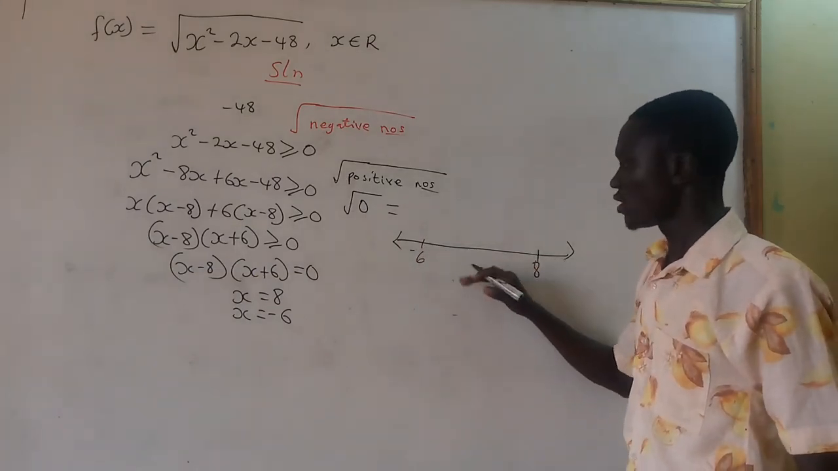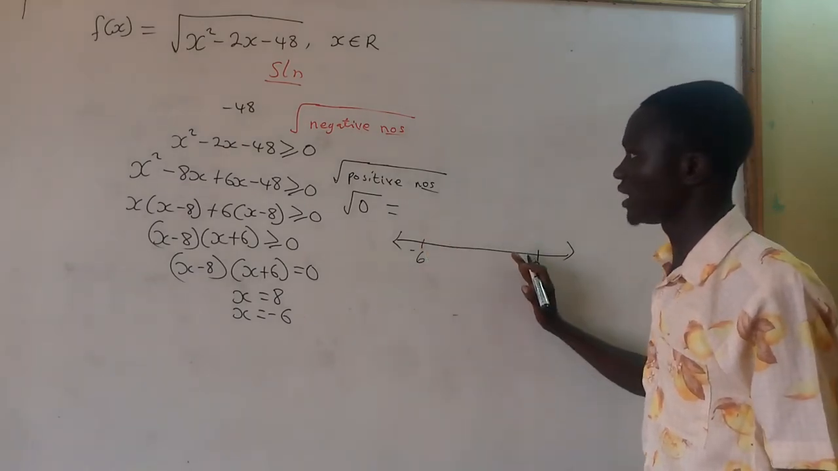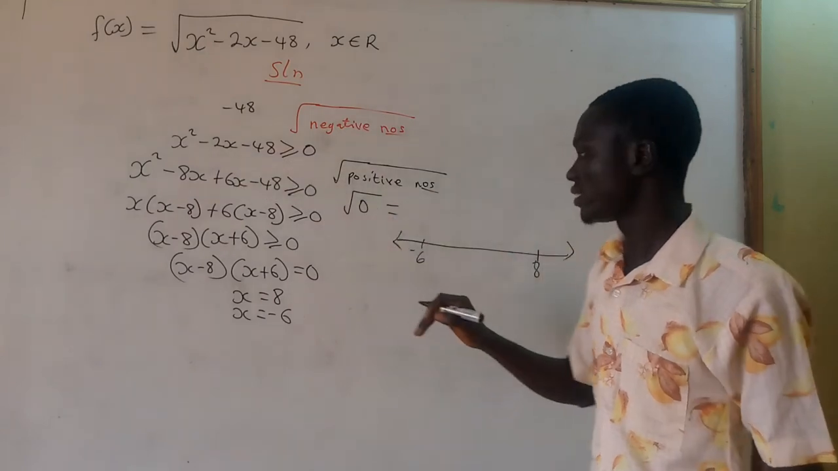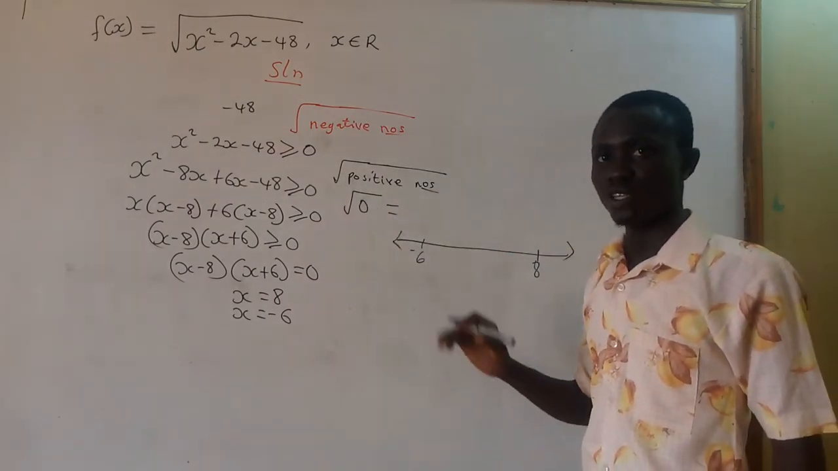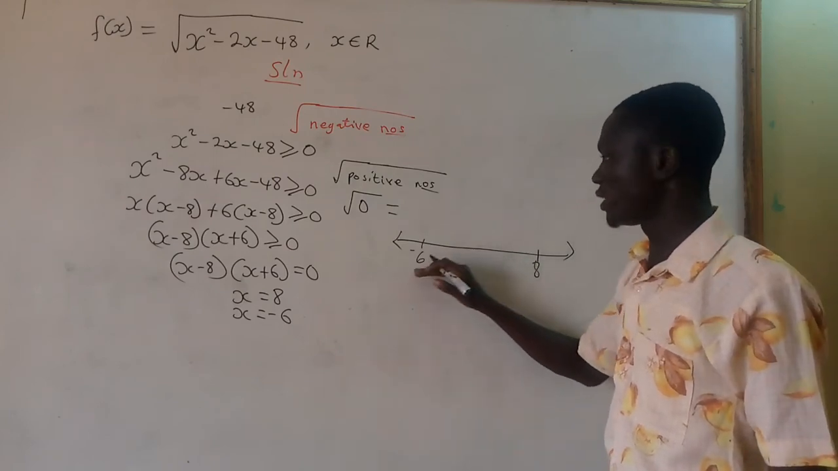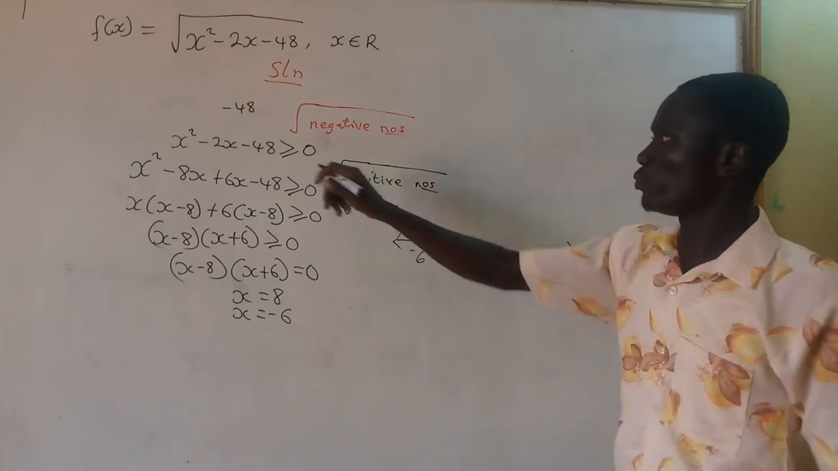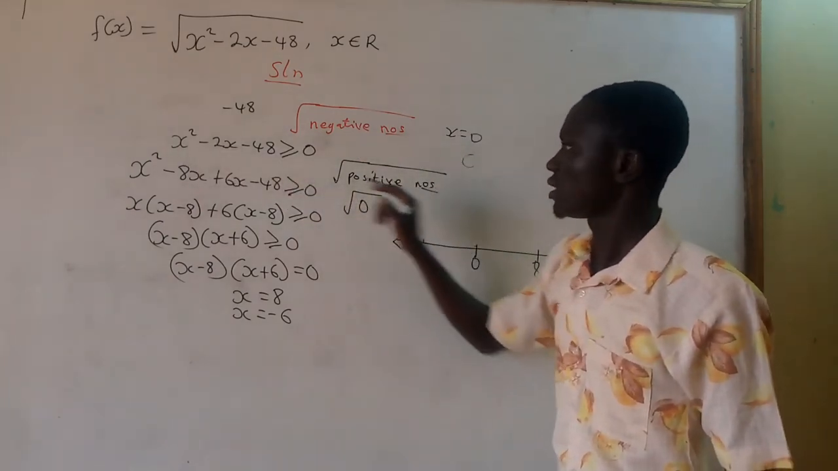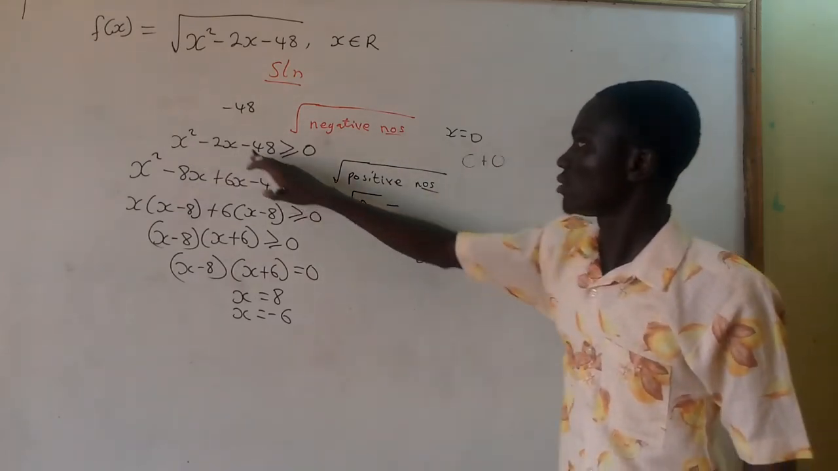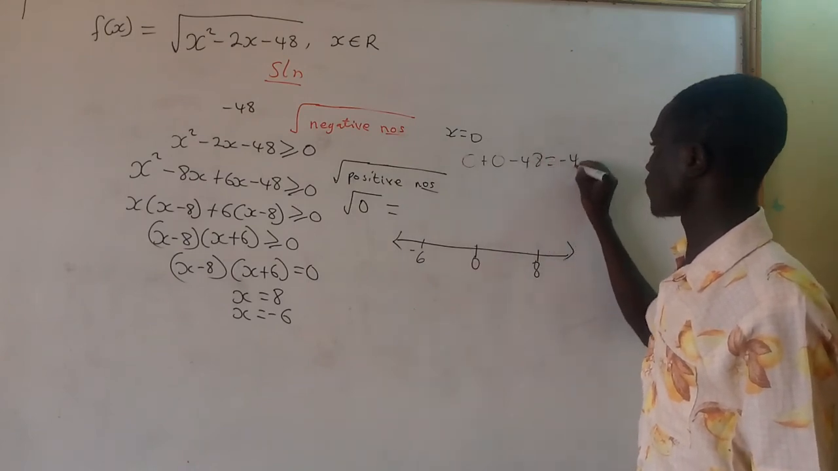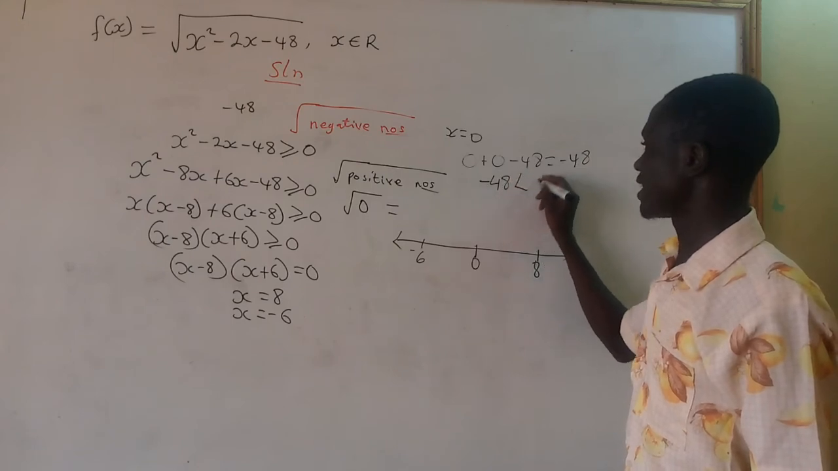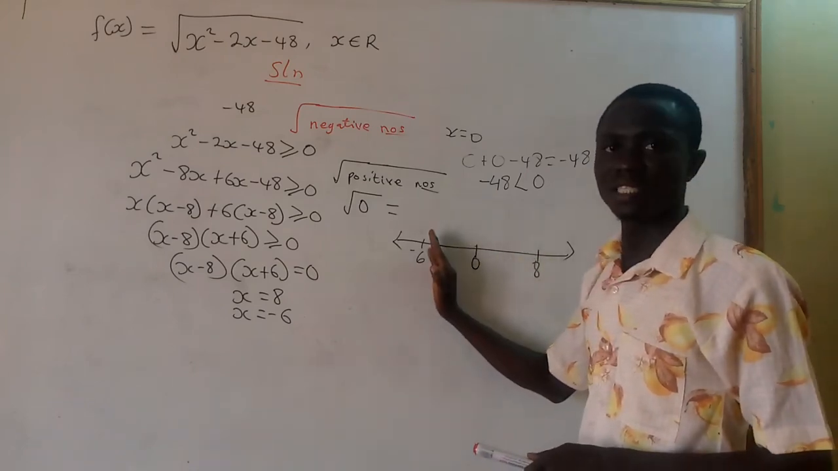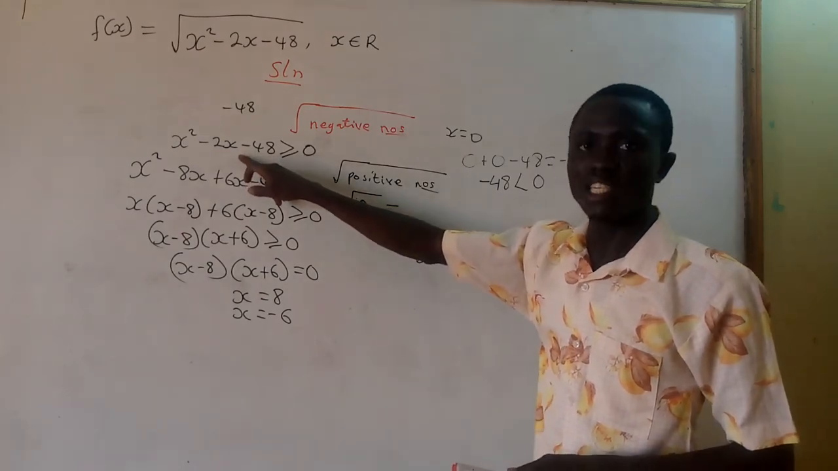Here we are going to test values between negative 6 and positive 8 in the quadratic inequality to see if they satisfy the inequality. Now, the best value to choose is 0, because 0 is easy to work with. And here between negative 6 and positive 8, we have 0. So we are going to put x equal to 0 into the inequality. 0 squared is 0. Negative 2 times 0 is 0. Minus 48 equal to minus 48. Now this minus 48 is less than 0. This implies that values between positive 8 and negative 6 will not satisfy the inequality that we have here.